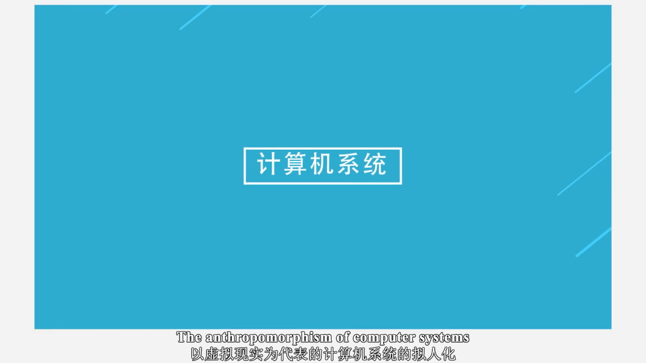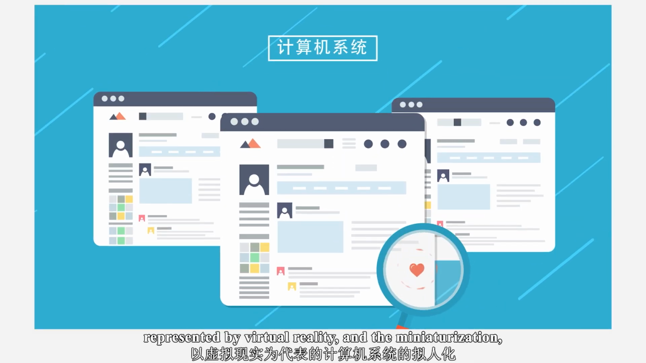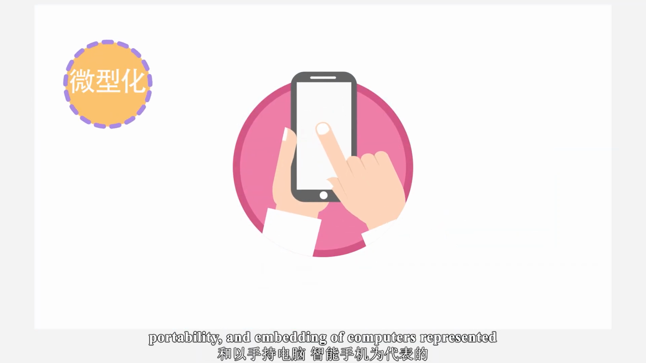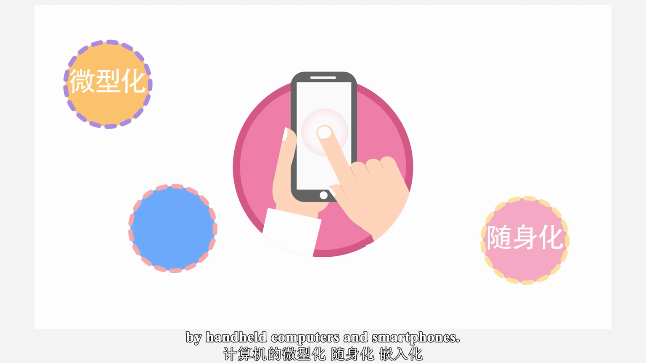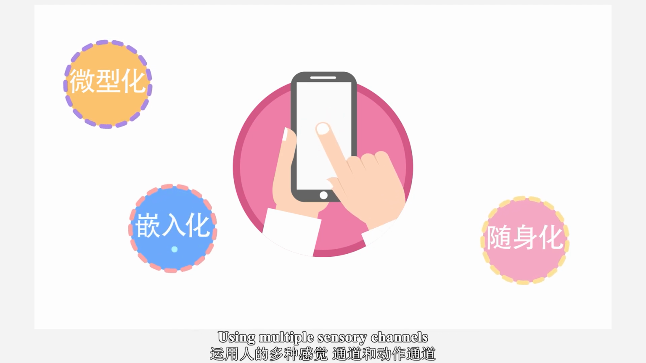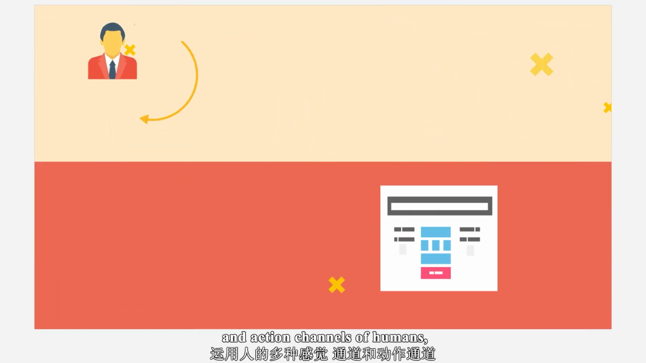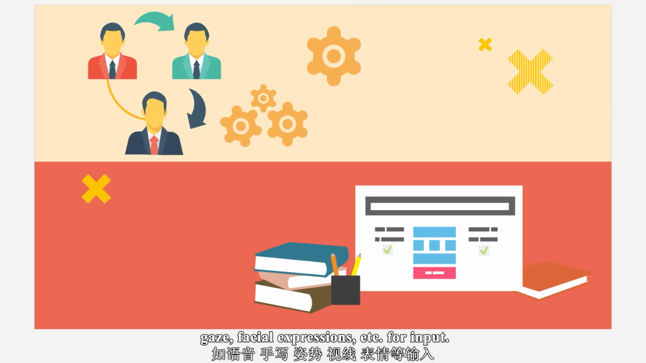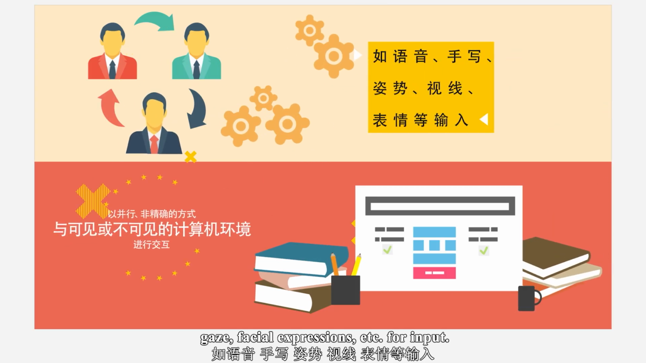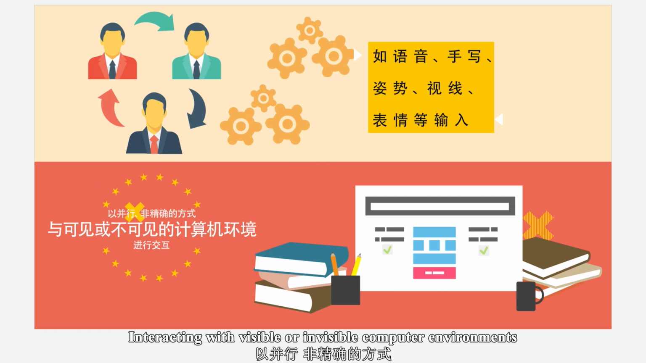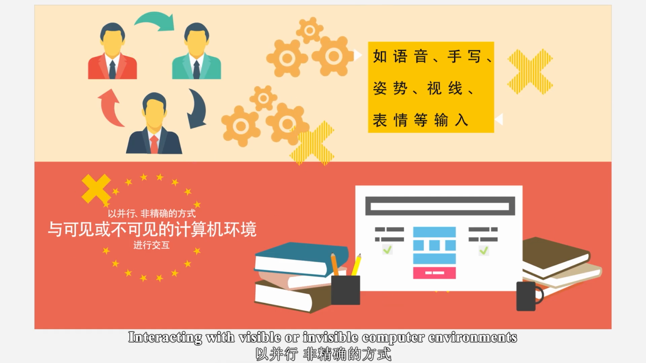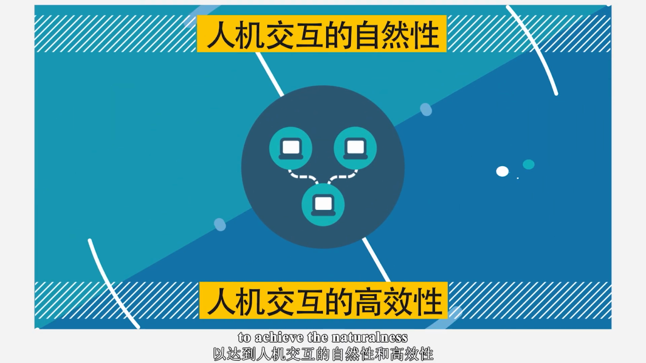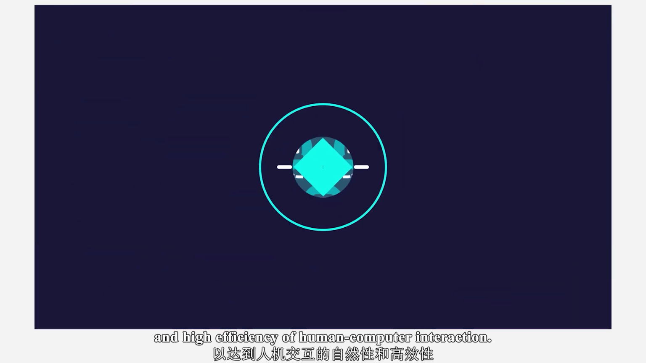The anthropomorphism of computer systems represented by virtual reality and the miniaturization, portability, and embedding of computers represented by handheld computers and smartphones, using multiple sensory channels and action channels of humans, such as voice, handwriting, gestures, gaze, facial expressions, etc. for input, interacting with visible or invisible computer environments in a parallel and imprecise manner to achieve the naturalness and high efficiency of human-computer interaction.